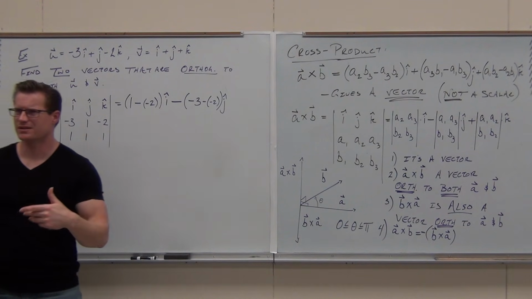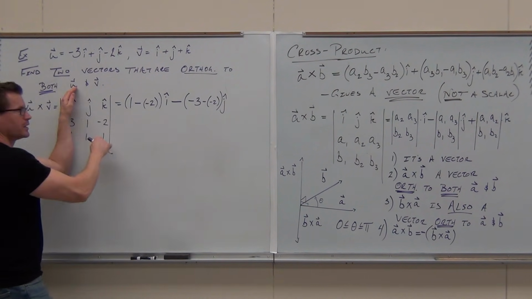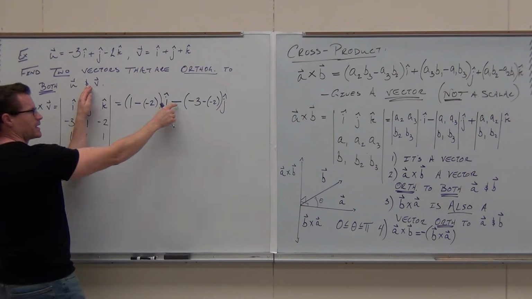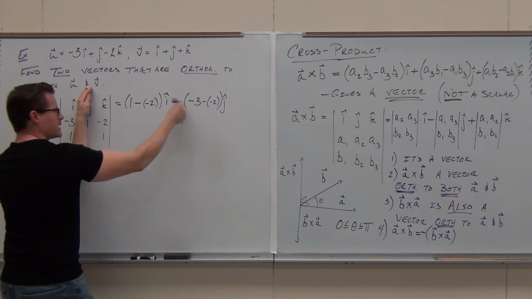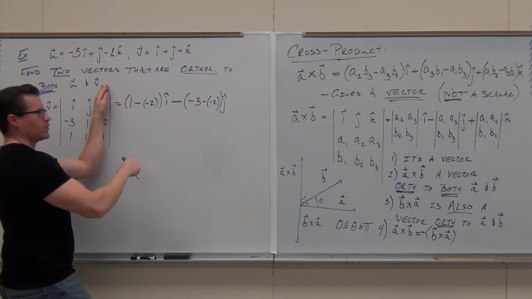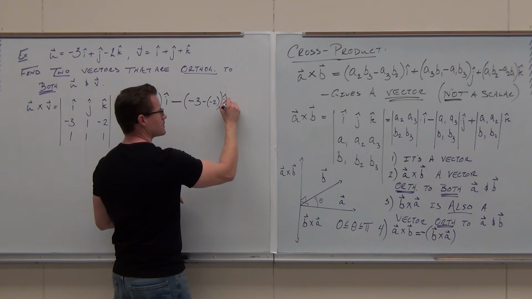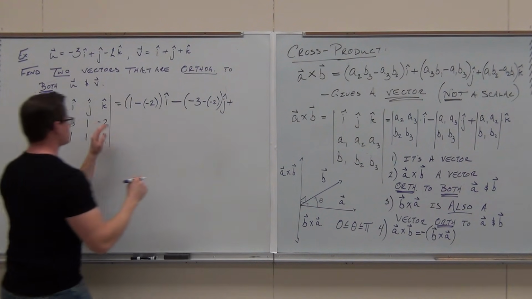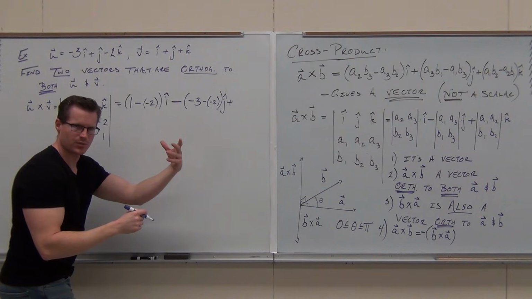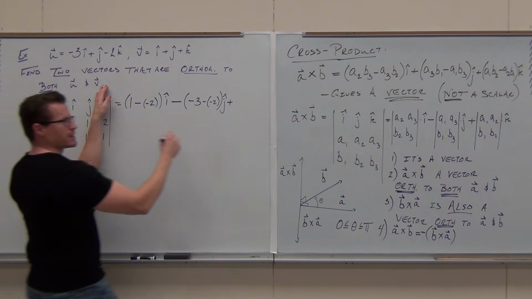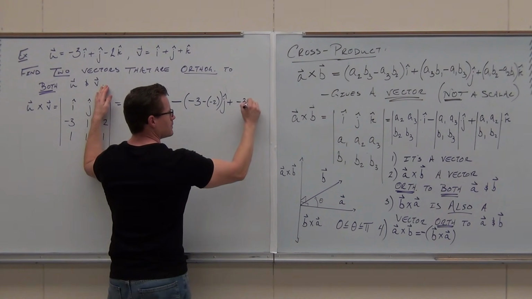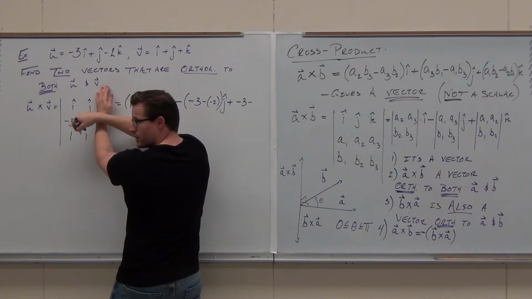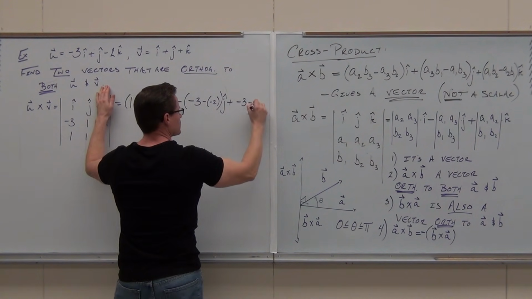Let's make sure I got it right, because there's a lot going on. 1 minus -2. Got it. Minus sign, cool. -3 minus -2. Got it. J. What's the next one, a plus or a minus? Plus. If I want the K, I'm going to cover the column with the K in it. What do I write down? -2. Good. -3. Awesome. -1.